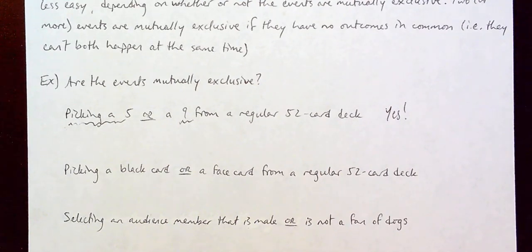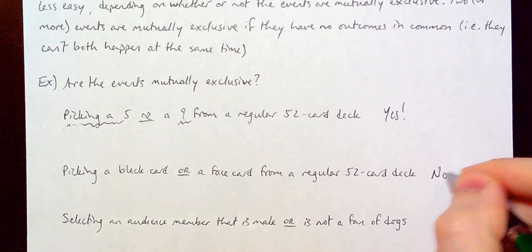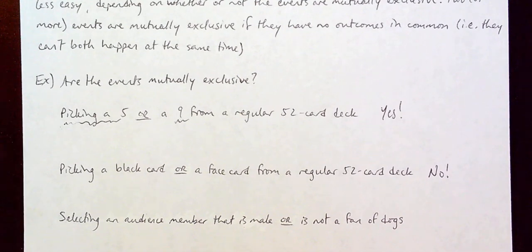How about picking a black card or picking a face card from a regular 52 card deck? Is it possible to, in a single draw, pick a card that is both black and is also a face card? Yes, that is possible. It is possible to, in a single draw, pick a card that is both a face card and black. You have the Jack of Clubs, Queen of Clubs, King of Clubs, Jack of Spades, Queen of Spades, and King of Spades. So no, these events are not mutually exclusive.